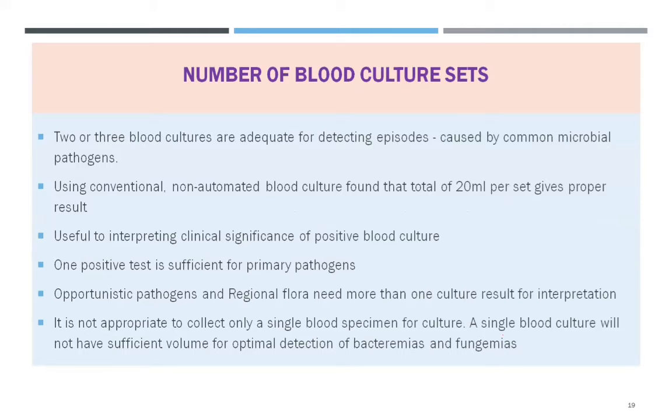And the most important thing, sets. As I said before, sets correspond to the prick. 2 or 3 blood cultures are adequate for detecting episodes. Ideally, one set from the left hand and another set from the right hand should be done. If the patient is on a central line, paired bottles should be collected from each of the lumens.